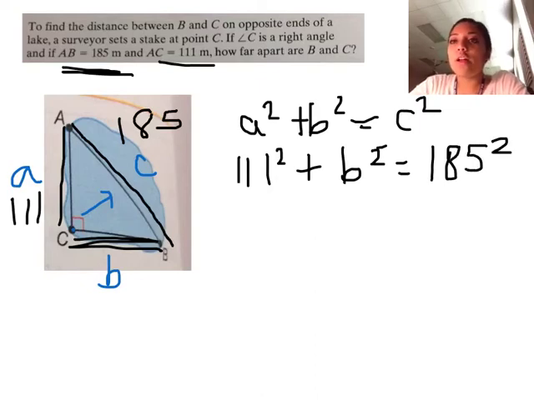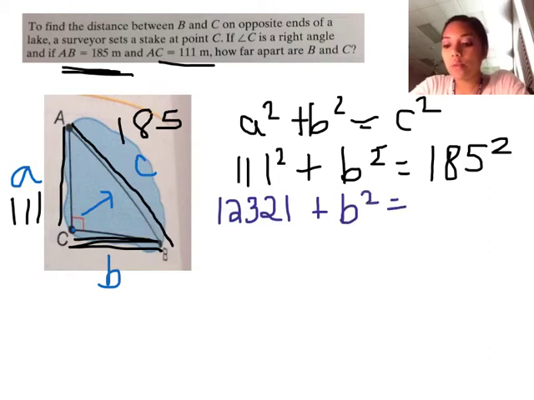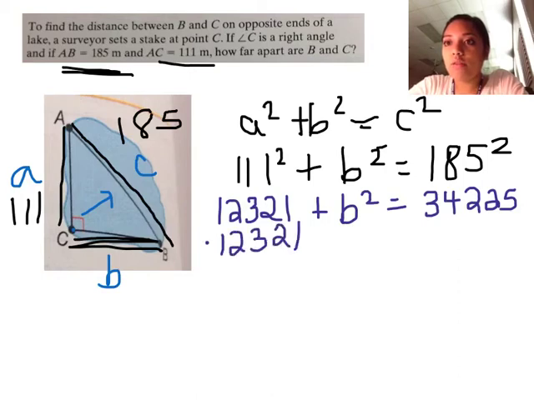And thank goodness you're allowed to use a calculator, because 111 squared is 111 times 111, which is 12,321, plus B squared equals 185 squared, which is 34,225. Now all I do is solve. So now I subtract to get B by itself. I need to undo 12,321.